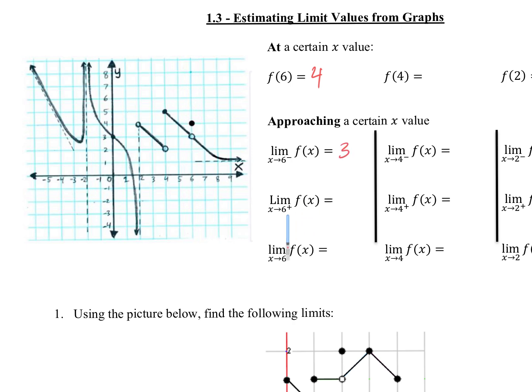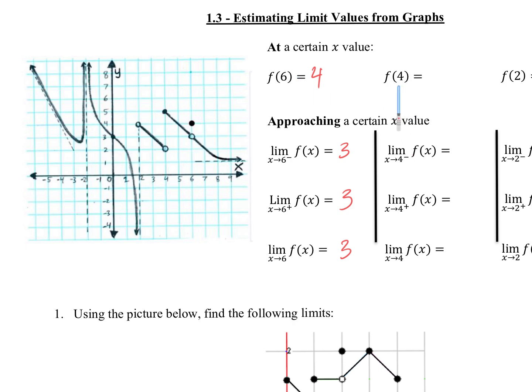What about as I approach 6 from the positive side, or from the right side of 6? Where does my lightsaber stop? Also 3. If there is no superscript, I approach 6 from both sides, and I now have 2 lightsabers. How special is that? Do my lightsabers end up together? Yeah, at what value? 3. You guys notice these 3 answers are different than f of 6, and that's okay. It's just a little funky though.